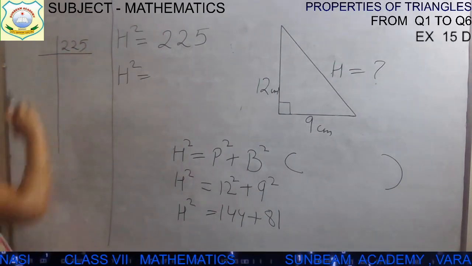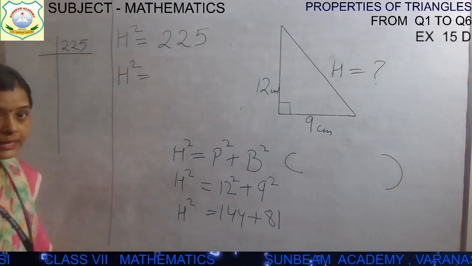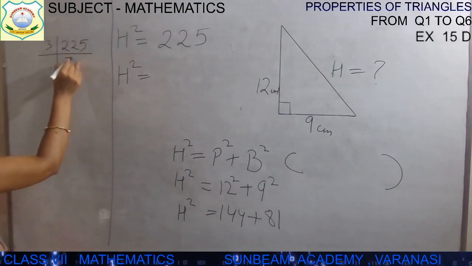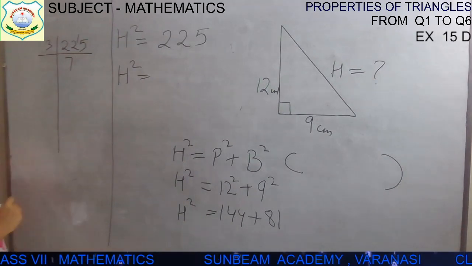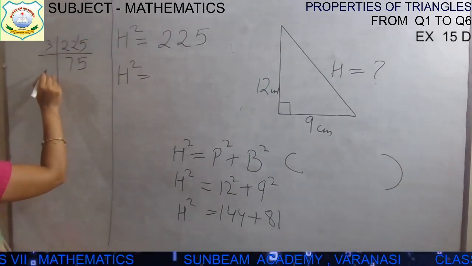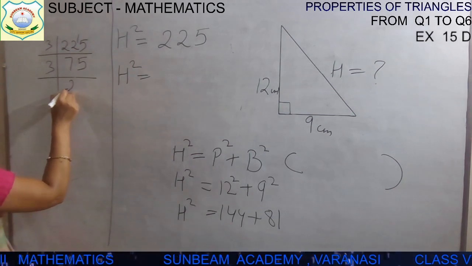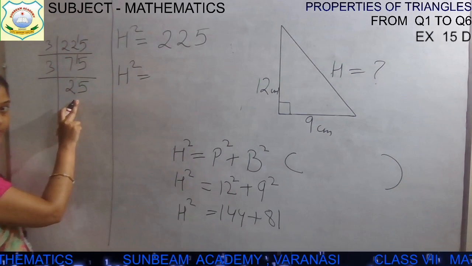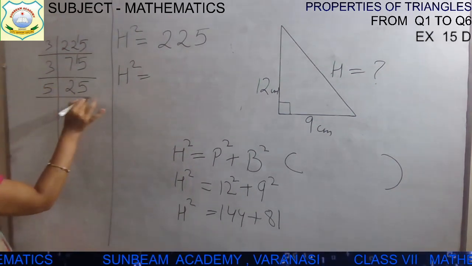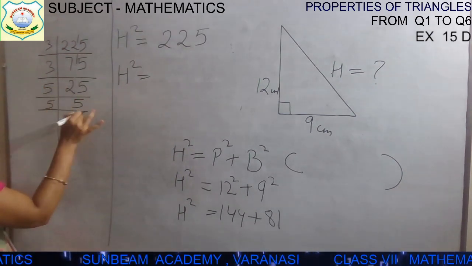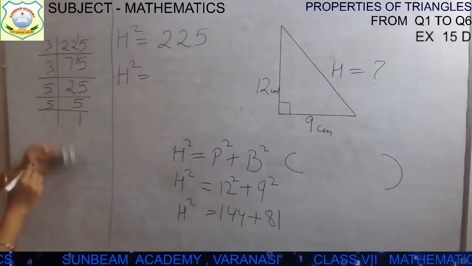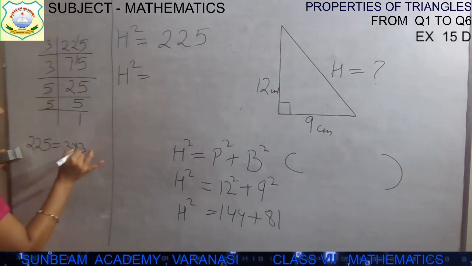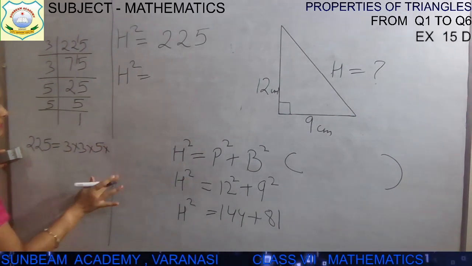225. It can be simplified by 3. It will not be simplified by 2. So 3 sevens are 21 and 1 is left. So 3 fives are 15. Again with 3. So 3 twos are 6 and 1 is left. So 3 fives are 15. Now this will not be divided by 3. So 5 fives are 25 and 5 ones are 5. So what are the factors of 225? 225 is equal to 3 into 3 into 5 into 5.